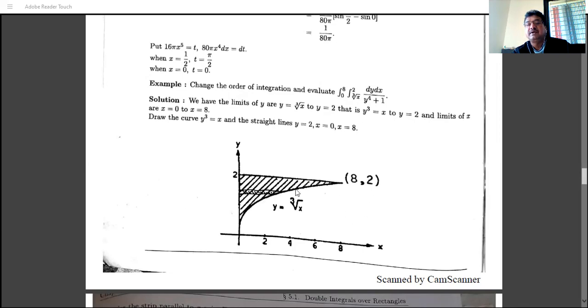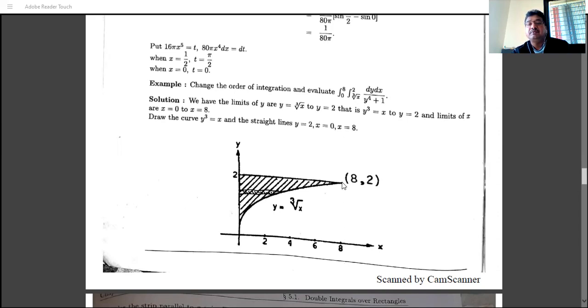Y cube means it is around the x axis. So this is the figure. And the upper limit is y is equal to 2. So y is equal to 2 is this line at a distance 2 from the origin, parallel to the x axis. And the limit on x is x is equal to 0, which means the y axis, and x is equal to 8 means this line passing through 8.